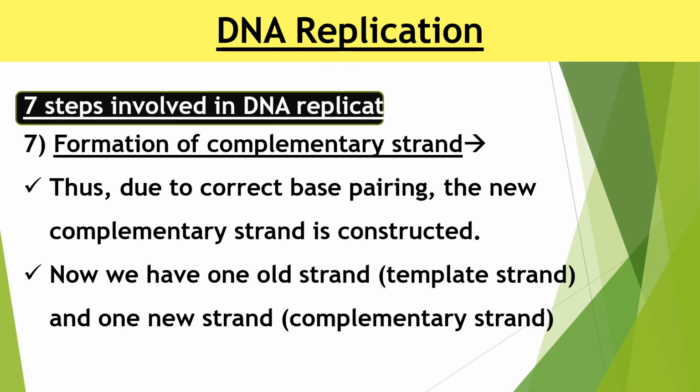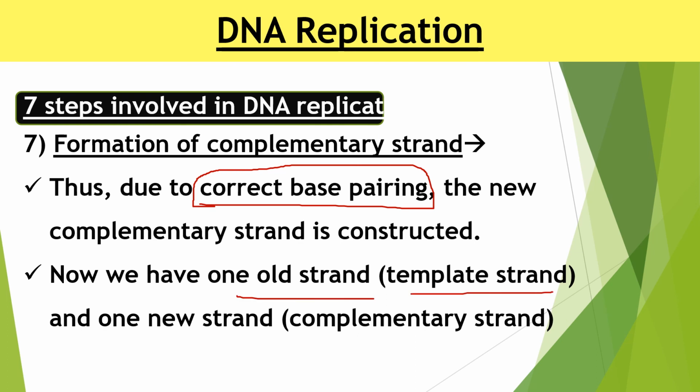So that's how we have made our complementary strands of DNA, and this is only possible because of correct base pairing between the nucleotides. So in the newly synthesized DNA, we have one old strand which worked as the template strand, and the newly formed strand is the complementary strand. So as we discussed earlier, there is one old strand and one new strand. That's why DNA is said to be replicated in a semi-conservative manner.